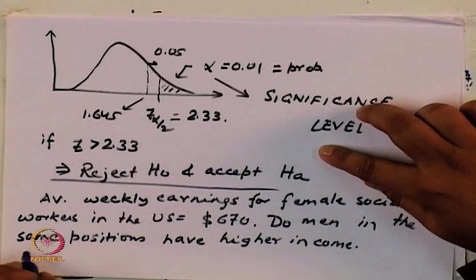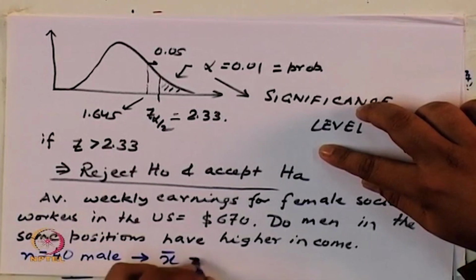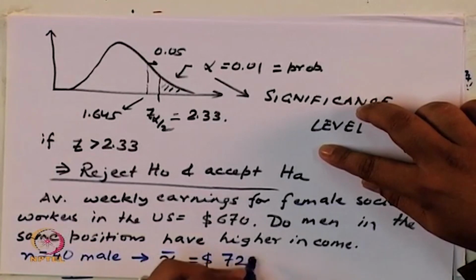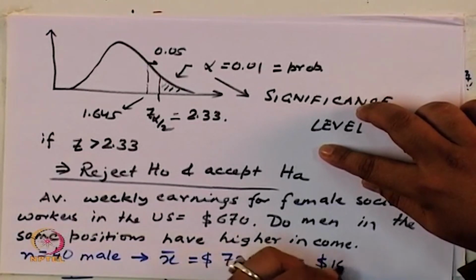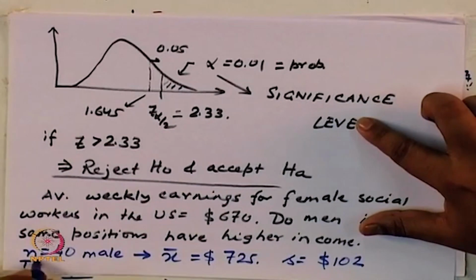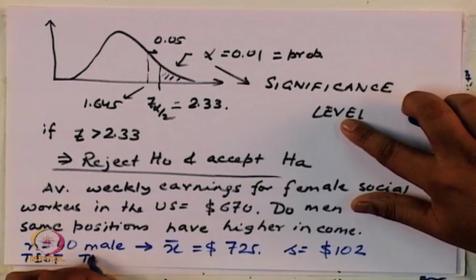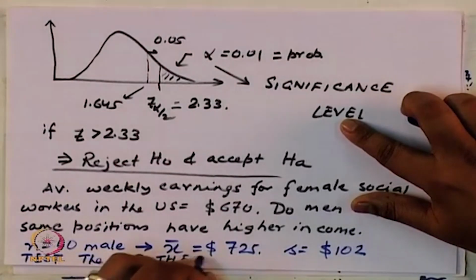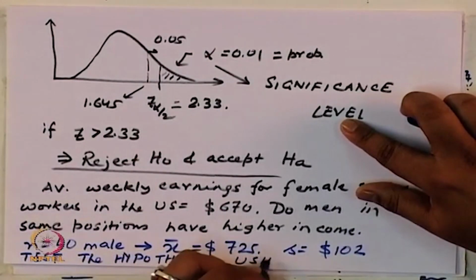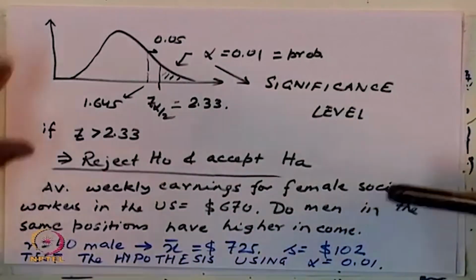A random sample of n equal to 40 male individuals has given the statistics of x bar equal to $725 and S equal to $102. You want to test the appropriate hypothesis using alpha equal to 0.01.